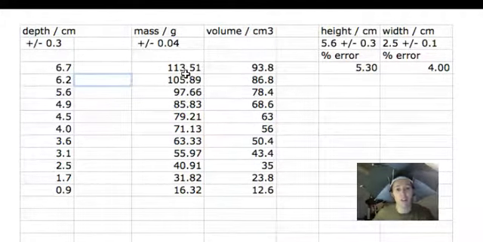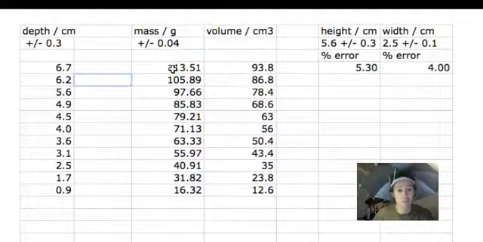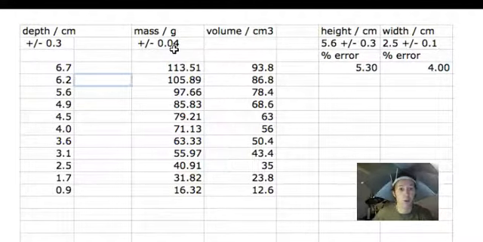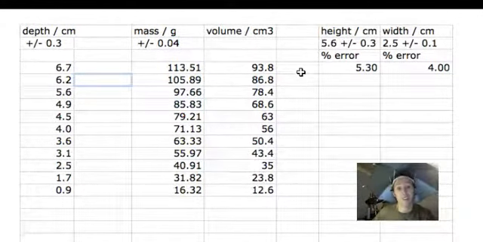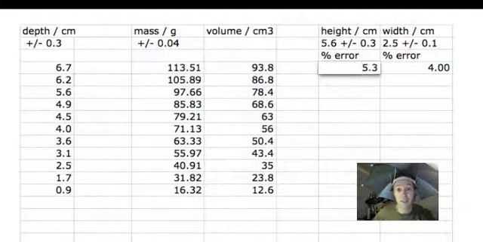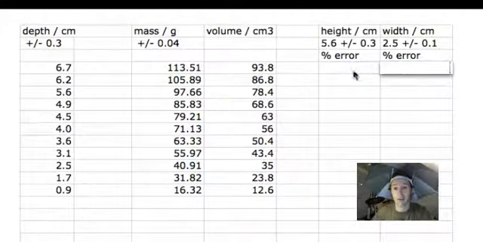Let's talk about uncertainties, which are going to lead to error bars. The mass is going to have probably a very small uncertainty if you're using an electronic balance. For example, I chose 0.04 grams, and that's a very minuscule percentage once you get up to around 100 grams. But the volume is going to have a very significant error that's going to change. So what I need to do here is talk about how I got these values.